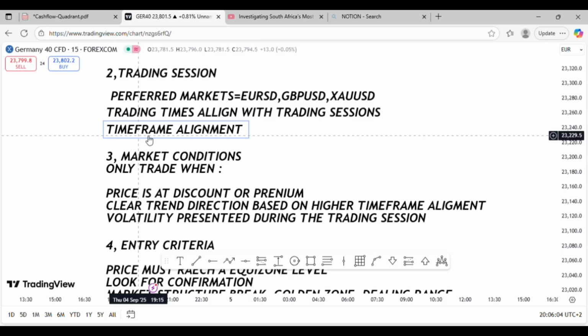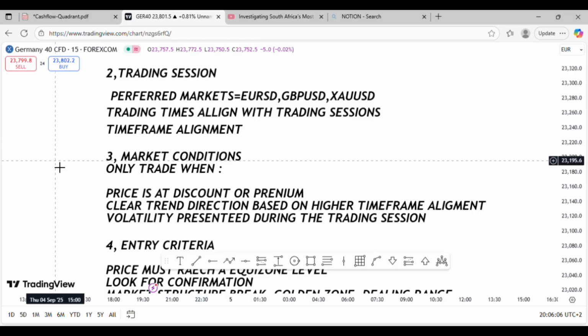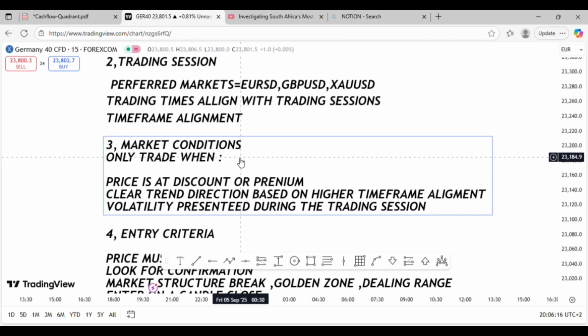And then we have what we call time frame alignment. There are certain alignments with time frames that you need to follow. For example, 15 minutes goes along with 1 minute. Then we have number three, which is our market conditions.